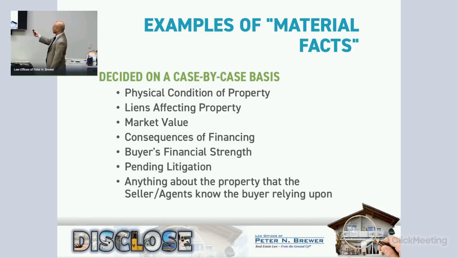And then essentially anything about the property that the seller or the seller's agent know that the buyer is relying upon. And what I mean by saying that is that this is a case-by-case analysis here. But essentially, if you have information that the buyer, for example, is intending to use the property in a certain way or is under a certain impression about the property that you know to be incorrect as the seller or the listing agent, at that point, you definitely have a possible disclosure obligation arising, and probably you should disclose to cut that off.